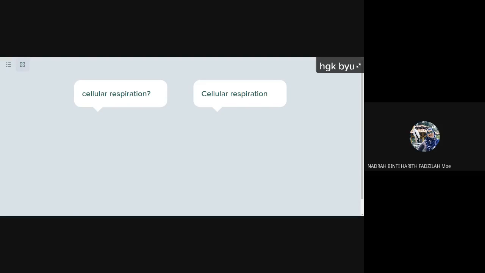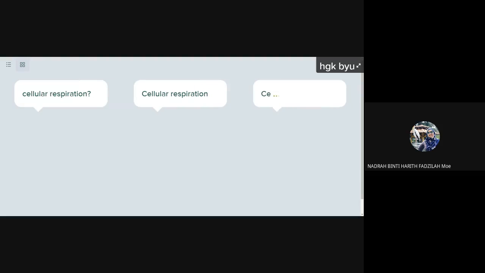Alright. Sekejap. I will give you the link. Kalau tak boleh masuk PDEC ni, bagi tahu saya ya. Sebab saya boleh bagi nota PDF. Okay. Atif, kenapa share Jamboard? May I ask? Okay, tak apalah. Okay, so cellular respiration.